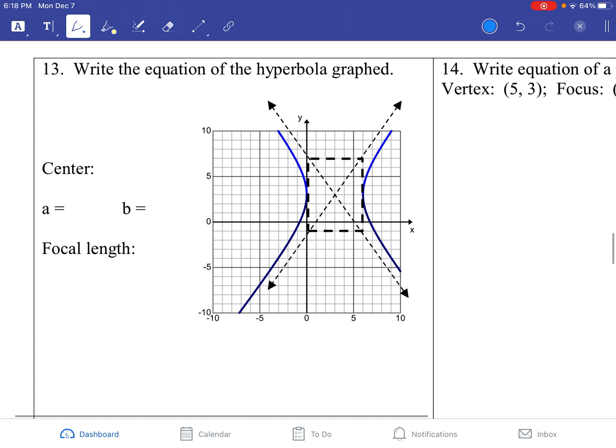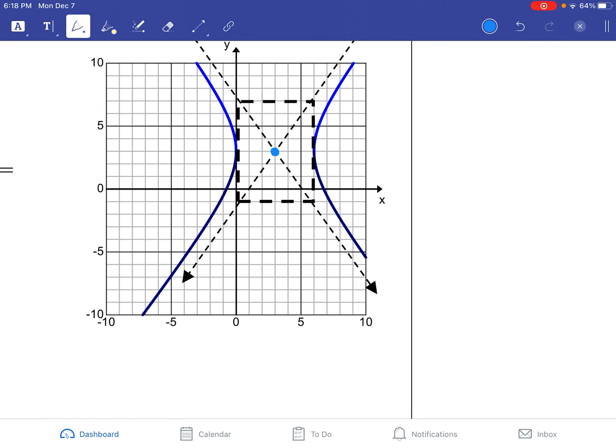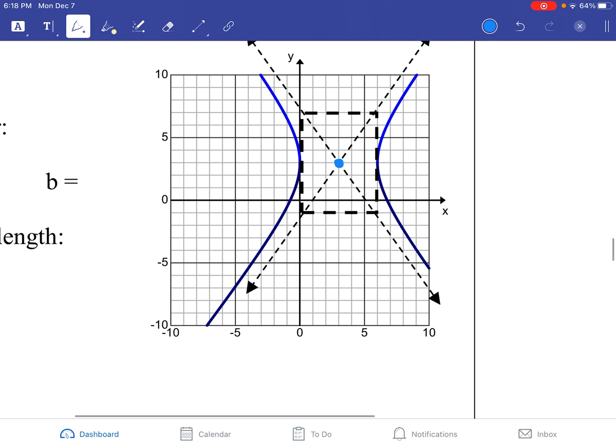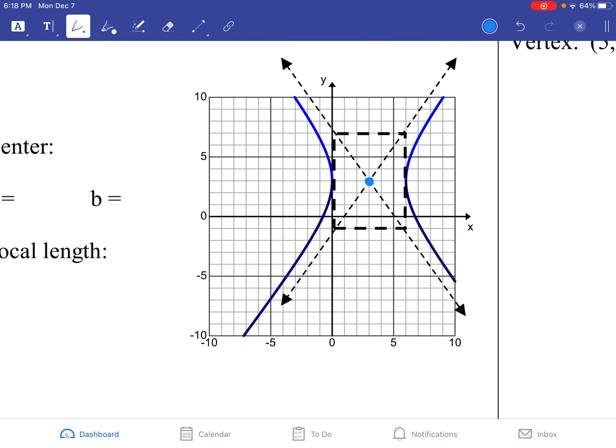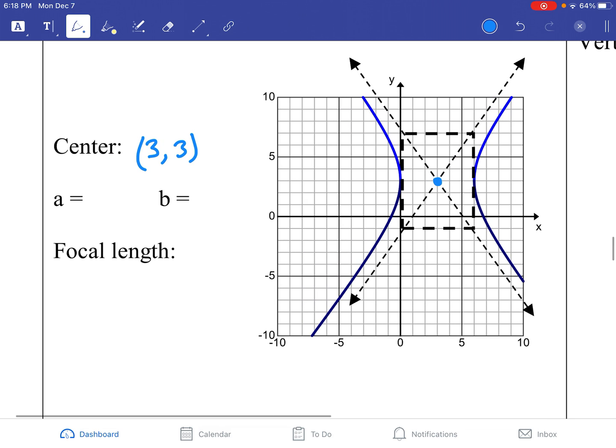Let's try that again. Again, our point is right here. So that is 3, 3. All right. Now the graph is going left and right. It is going left by 3. So your a value is 3. Your b value is going to be 1, 2, 3, 4. Again, we don't need the focal length because we're writing the equation, and the focal length is not part of the equation.